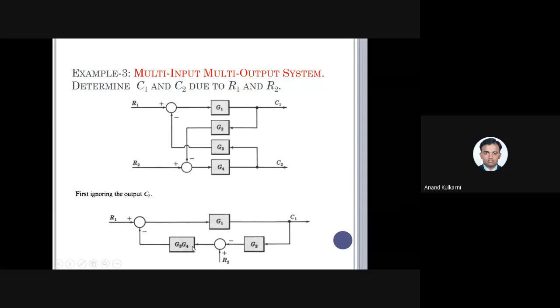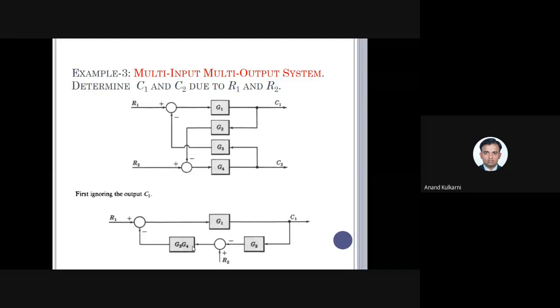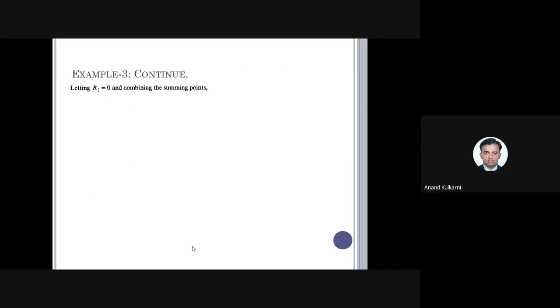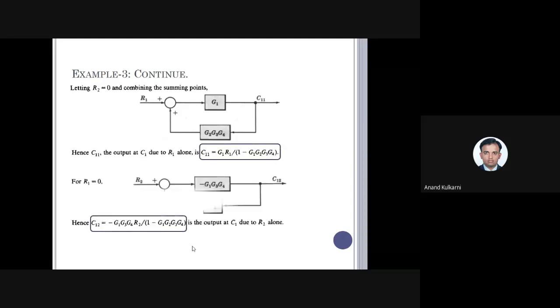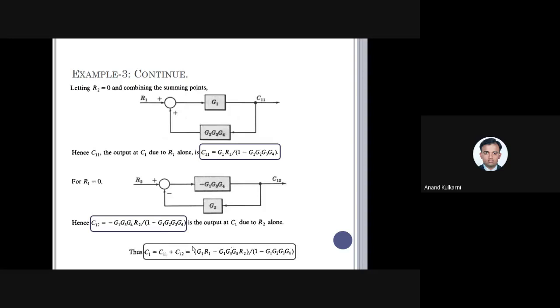We get again multiple input, multiple output. We get multiple input and one output. Again, like in the previous problem, what you'll do is, again one you make 0, try to solve it. Similarly, one more you make 0, try to solve it and add it. This is for C1. This is for C1.